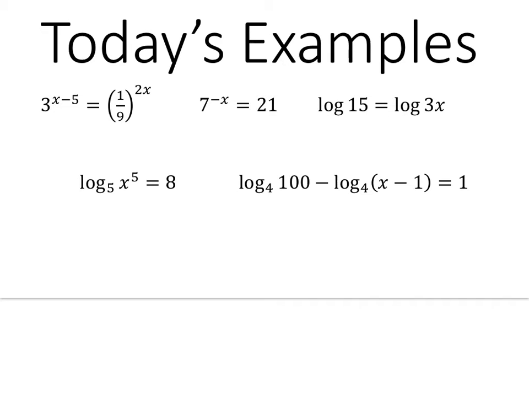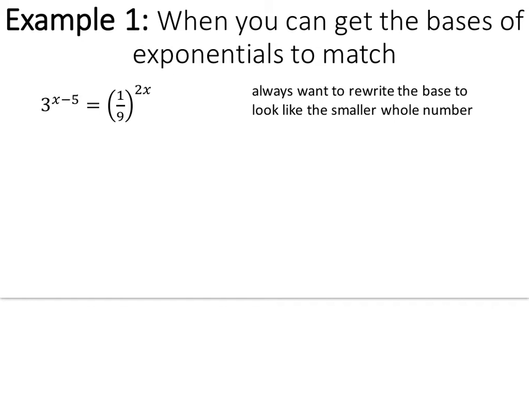We're going to go through 5 examples together, and just like last unit as well, I'm going to have them all mixed up at the try on your own, so you can sit there and pick out which property or how you solve which type of example. So for the first example is when you can get the base of exponentials to match. And one thing that I want to point out, you're actually going to rewrite the bigger base to look like the smaller one. Here, 1/9 is technically smaller than 3, but we don't like dealing with fractions. So that's why I talk about the smallest whole number.